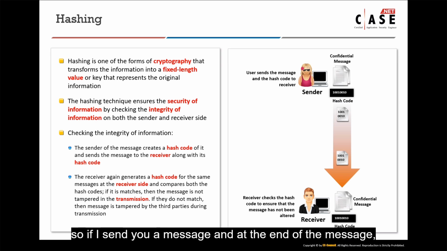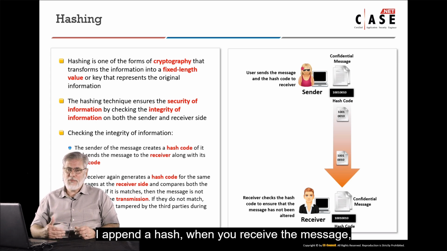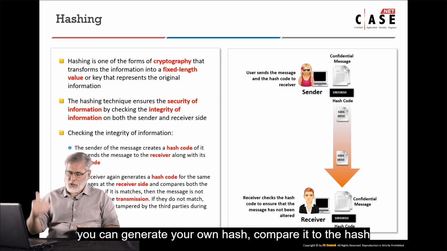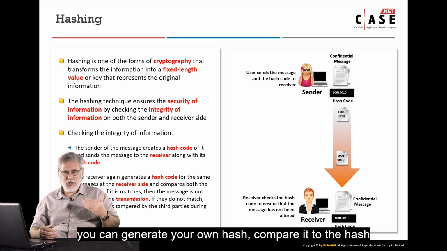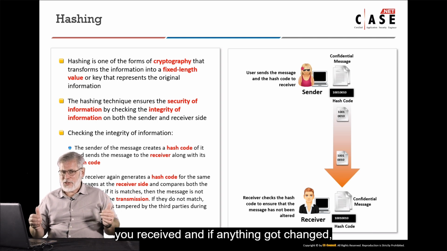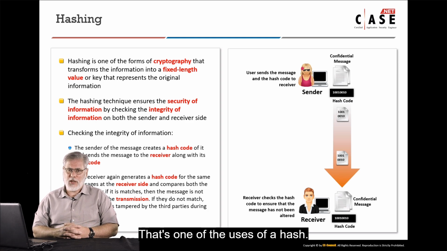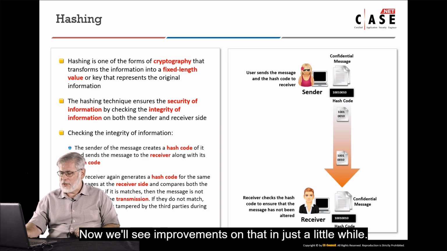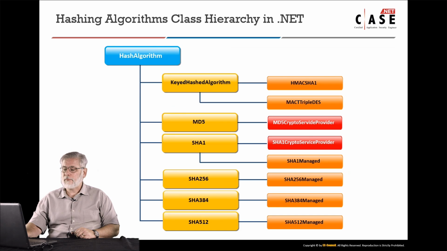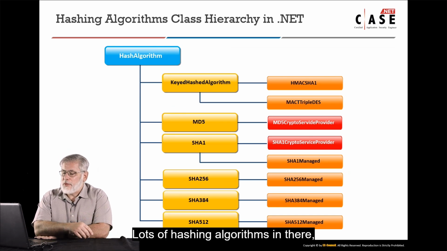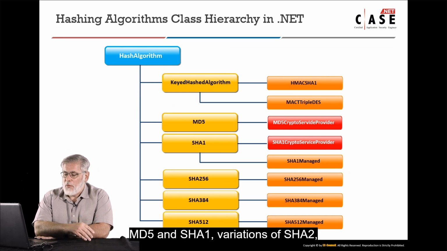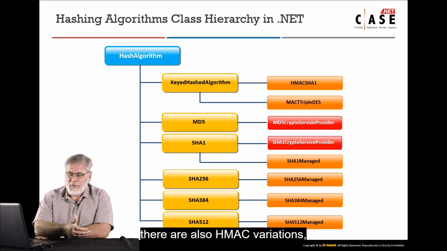So if I send you a message, and at the end of the message I append a hash, when you receive the message, you can generate your own hash, compare it to the hash you received, and if anything got changed, you'll detect the difference. That's one of the uses of a hash. Now we'll see improvements on that in just a little while. Lots of hashing algorithms in there, MD5 and SHA-1, variations of SHA-2. There are also HMAC variations.